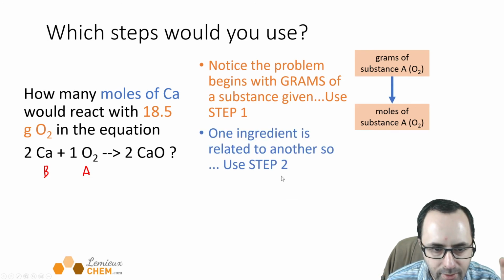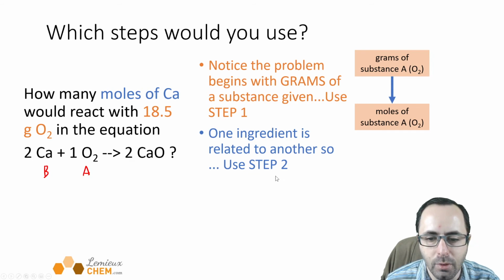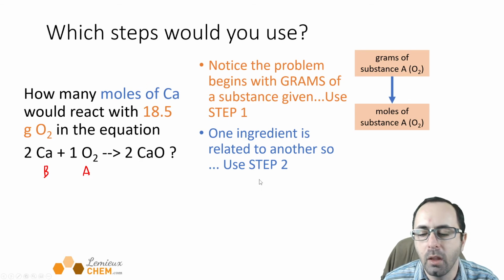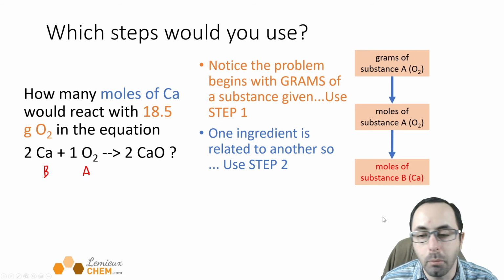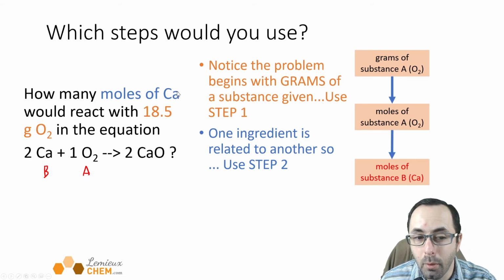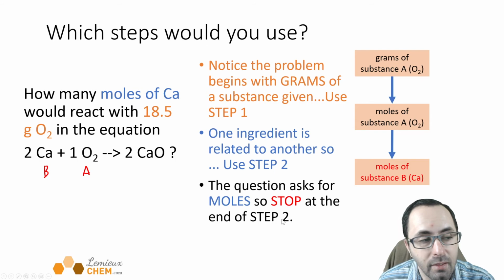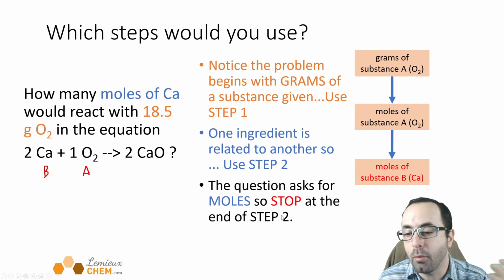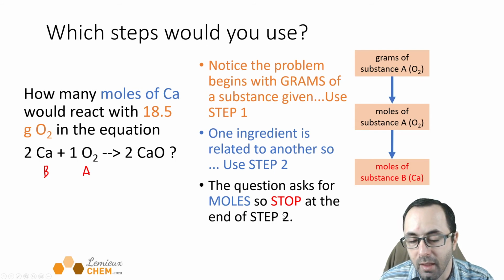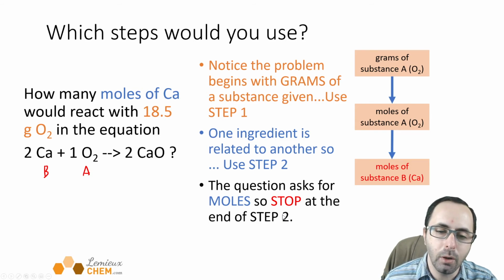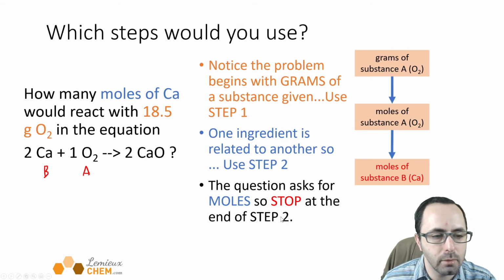Then one ingredient or chemical or substance is related to another. We need to relate our moles of O2 to our moles of calcium. So that's step 2, moles of substance B, which is calcium. But at that point, that's what we were asked for. So we already have moles of substance B, so stop. We stop at step 2 this time because we weren't asked for the grams of calcium. That's what step 3 would be for, but we don't need step 3, so we skip it. We just do step 1 and 2.